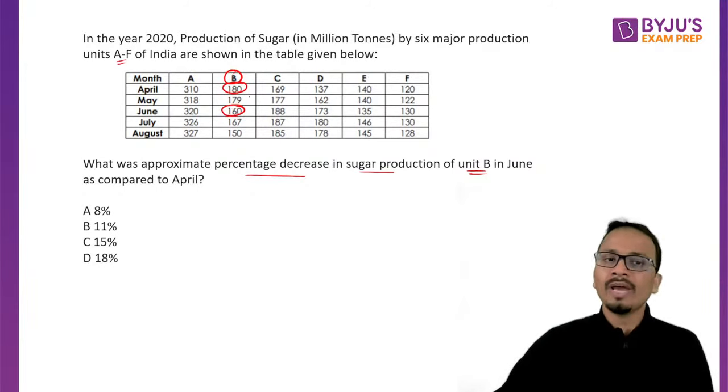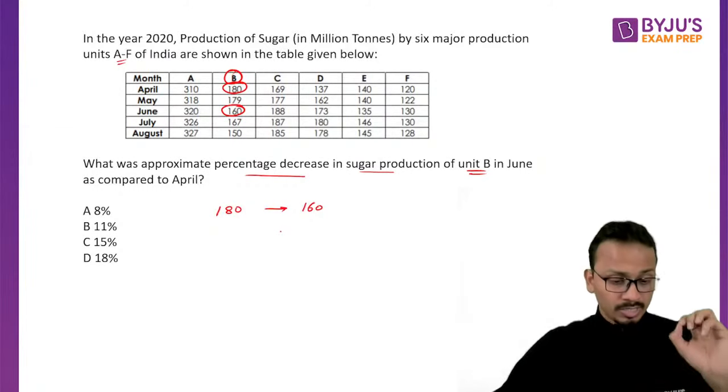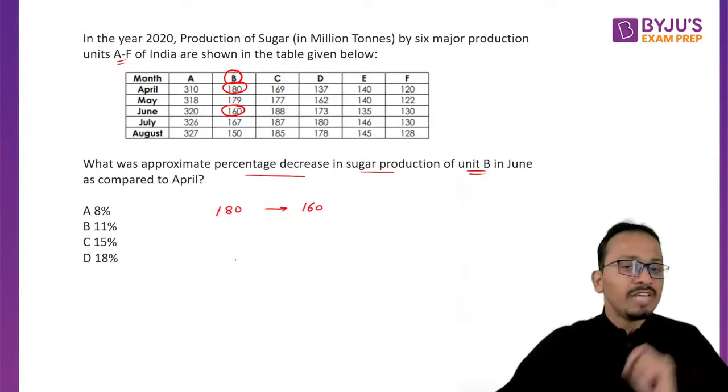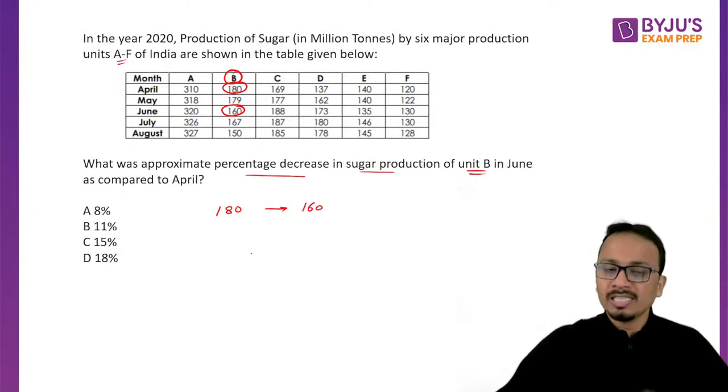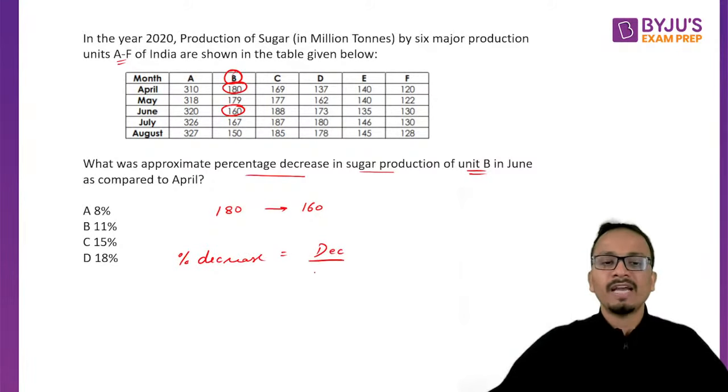Basically, they're talking about unit B in June as compared to April. So we have to compare June with April. The original value is 180 and the new value is 160 and we have to find out the percentage decrease. Now careful, Satya Sai, careful. Percentage decrease is what we have to find out. So percentage decrease is change or decrease upon initial value. So percentage decrease is equal to decrease divided by initial value multiplied by 100.